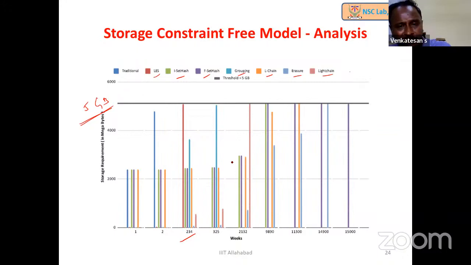Like that, for each and every model, we have done this analysis. And what we say is, we can delete the blocks and keep only the hashes, but that is also going to consume more storage. So we can delete those hashes also. So we'll be accommodating new blocks. Accordingly, the number of blocks or the set hashes will get deleted.